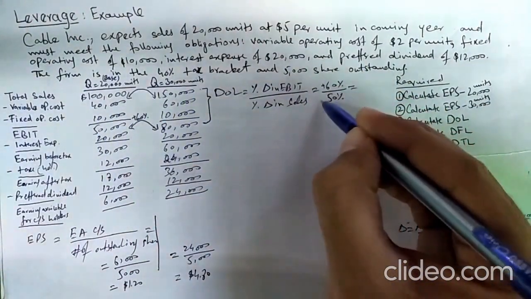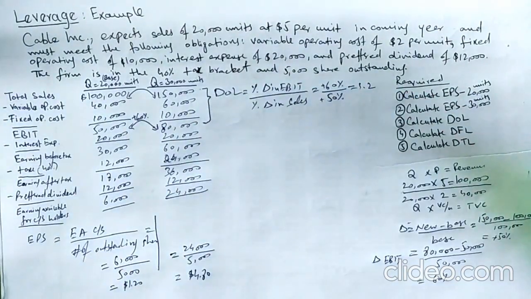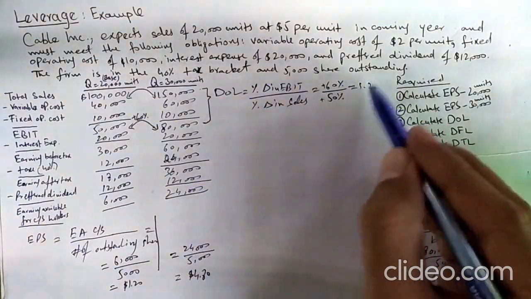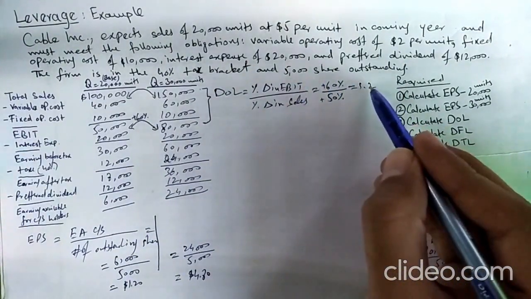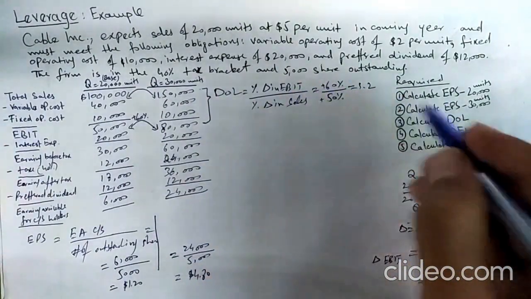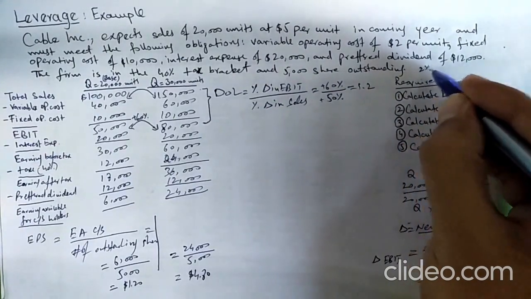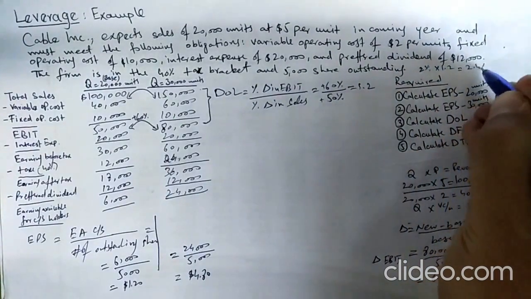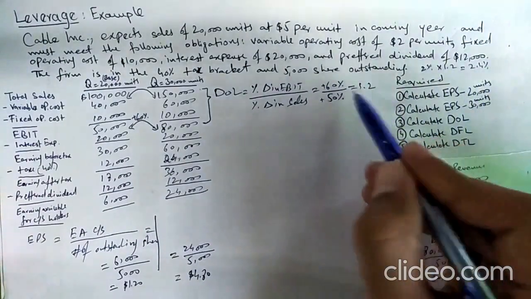So if we divide 60% by 50%, then the answer is equal to 1.2. So 1.2 is the degree of operating leverage. We can interpret this 1.2 as: if sale increases by 1%, then EBIT will increase by 1.2%. If sale increases by 2%, then how can we calculate the change in EBIT? Multiply 2 by the operating leverage, and the answer is 2.4%. So if sale increases by 2%, then EBIT will increase by 2.4%.